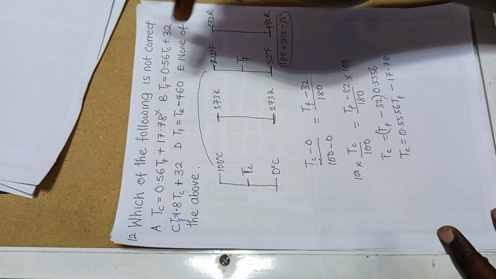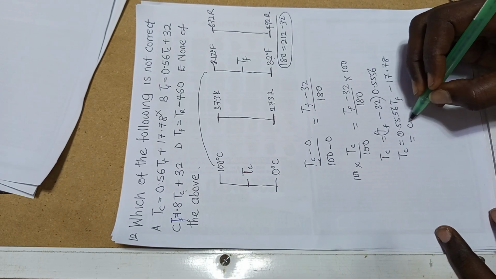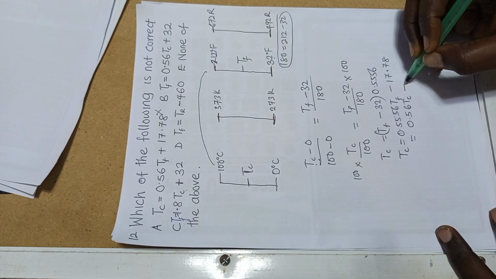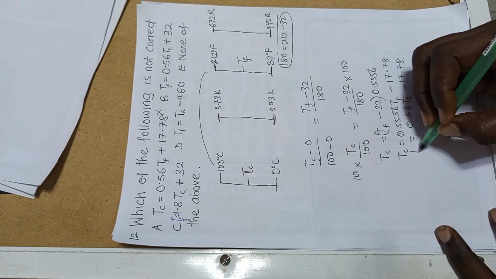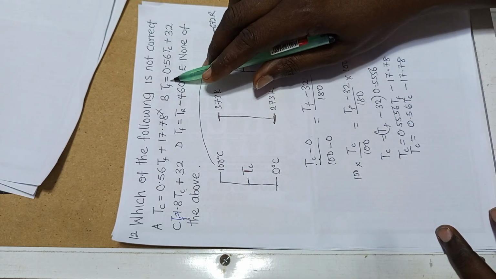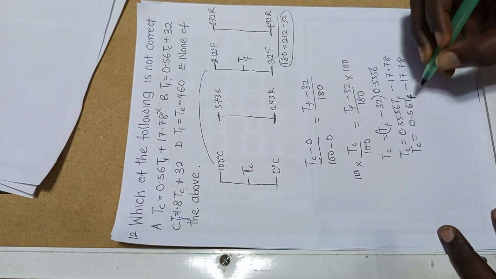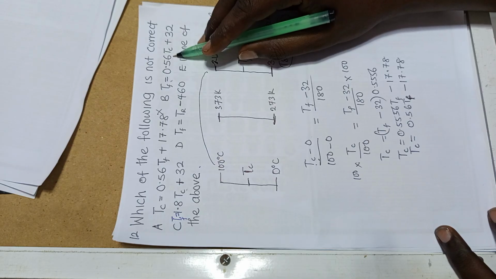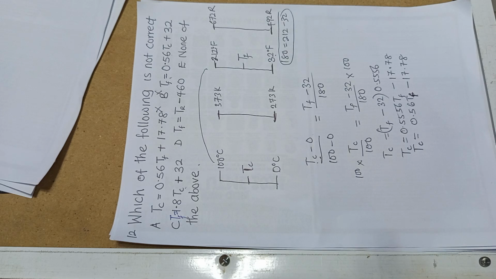Okay, let's make TF the subject of the formula. This one is also the same as 0.56 TC minus 17.78. But if you check option B now, this is TF, and TC was attached to 0.56, so it's wrong. It's also wrong. Let's go to option C.